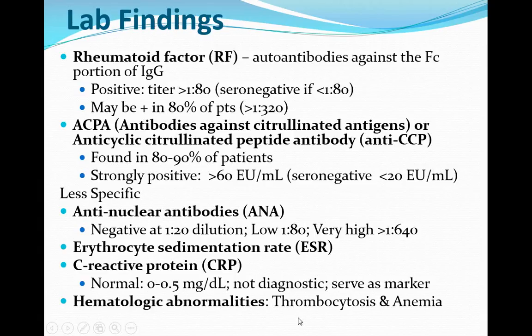One of the bigger ones that we measure is what's called ACPA, antibodies against citrullinated antigens, or anti-cyclic citrullinated peptide antibody, or anti-CCP. Same exact tests, just a different name. And these typically are found positive in 80 to 90% of our patients. And a strongly positive is greater than 60, but anything greater than 20 is found to be a positive test.